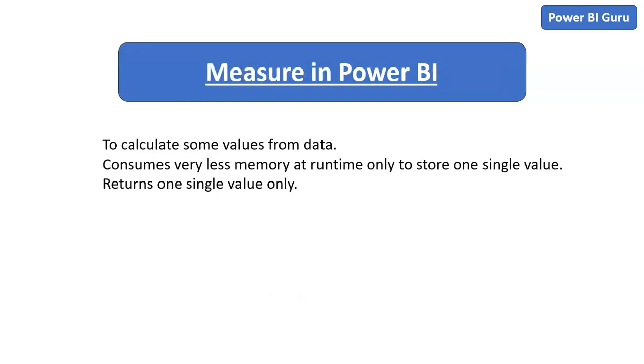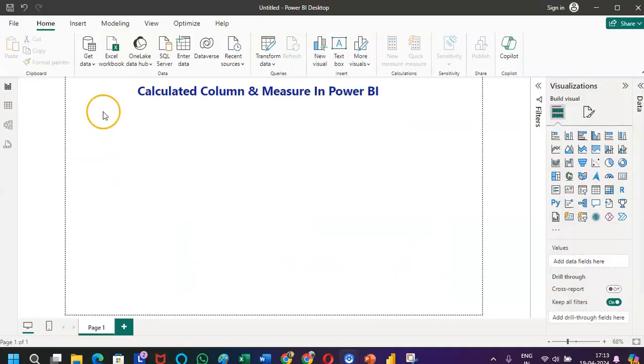And what is a measure? A measure is calculated from some values of our data in a table. It consumes very little memory because it stores only a single value. So let's see practically how we use a calculated column and a measure.